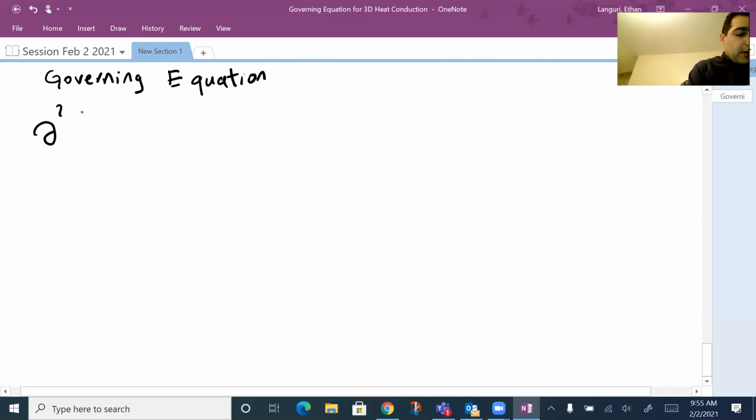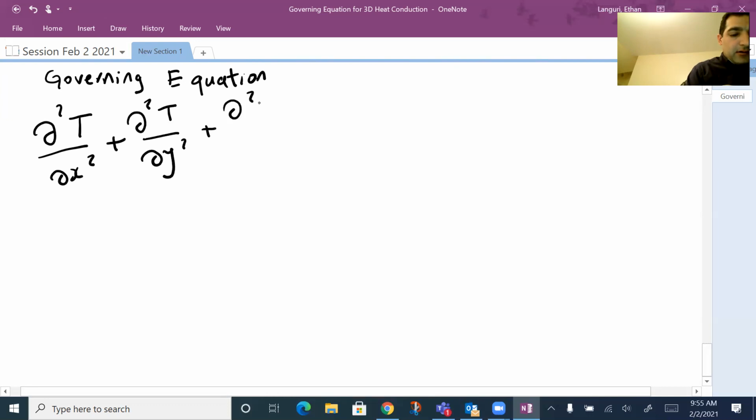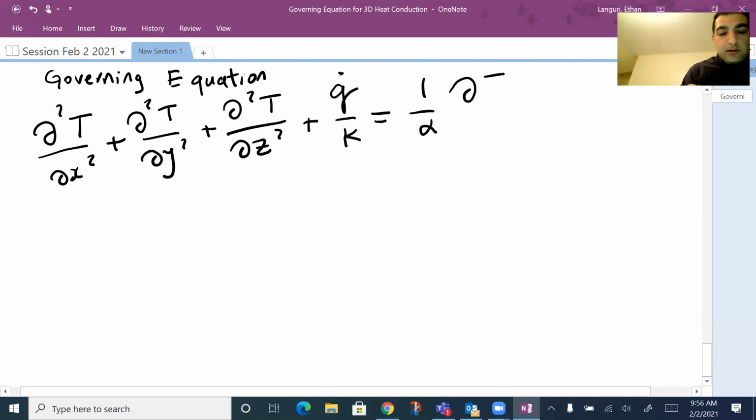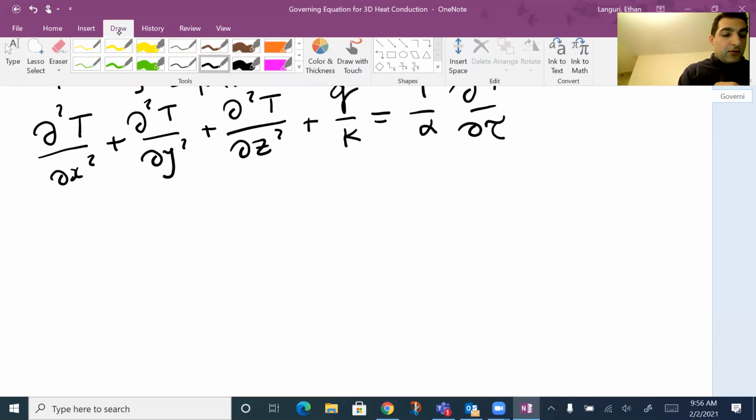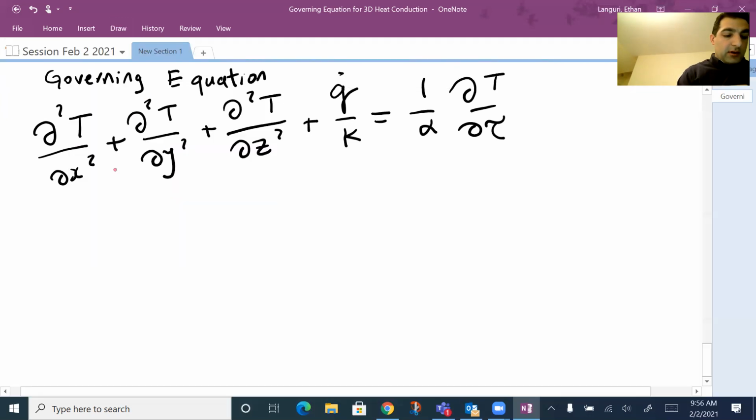I have del 2T del x2 plus del 2T del y2 plus del 2T del z2. Remember, that was for constant thermal conductivity, Cartesian coordinate system, equal to 1 over alpha del T over del tau, as you remember. And so this is our governing equation. We worked together to draw this, right?